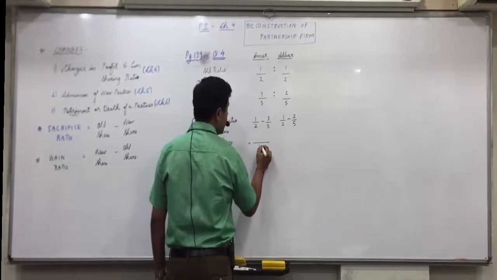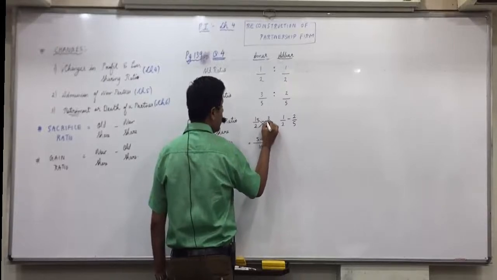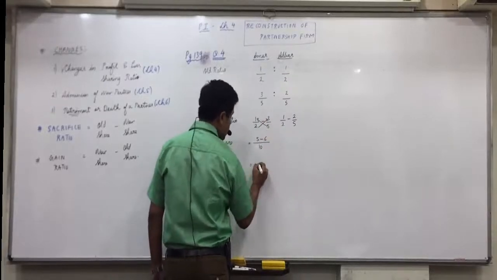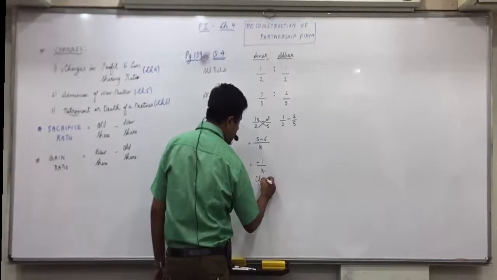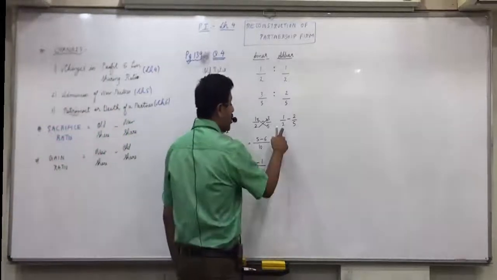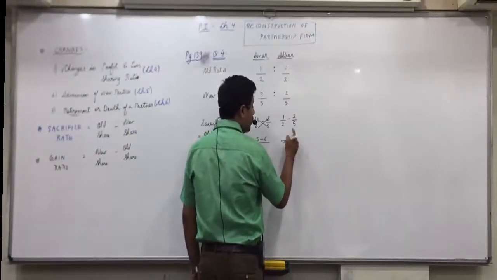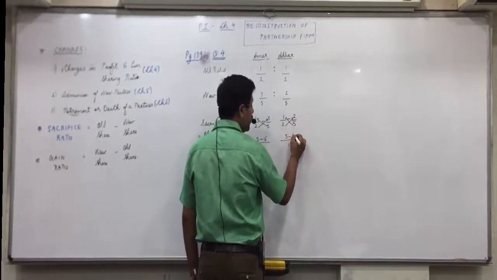2 into 5, 10. 5 into 1, 5. 2 into 3, 6. So minus 1/10. Minus means in sacrifice if you get negative it means it is gain. Any doubts with this? Again 2 into 5, 10. 5 into 1, 5. 2 into 2, 4.